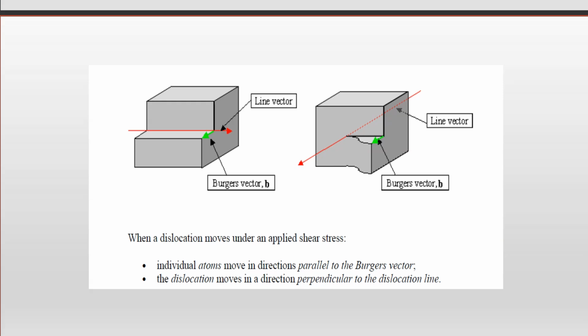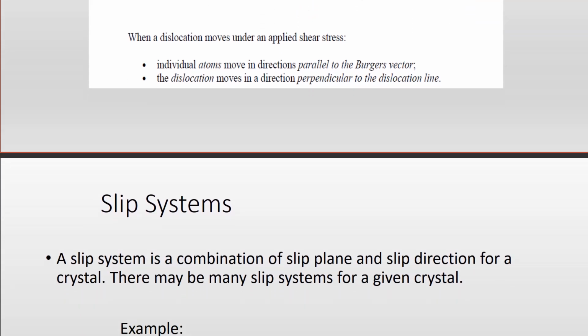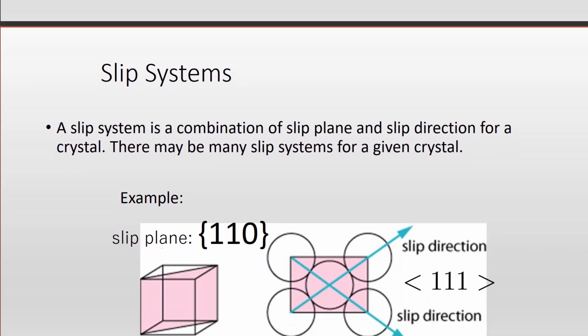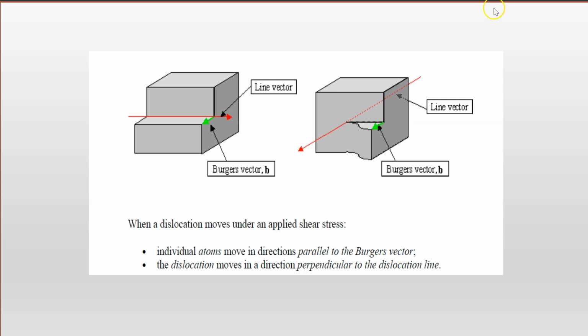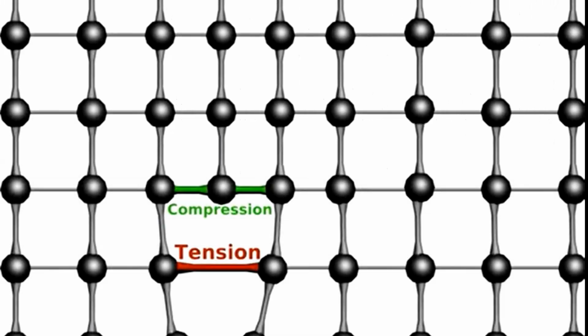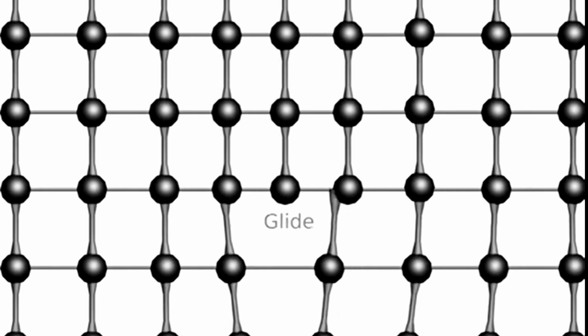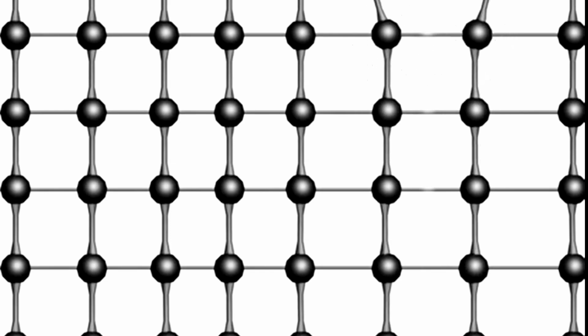So we talked about this. Actually, let me come back to this slide over here, where we're talking about the movement of dislocations, and I will just play a little video. This animation nicely shows dislocation glide, and then another mechanism of dislocation movement is climb.